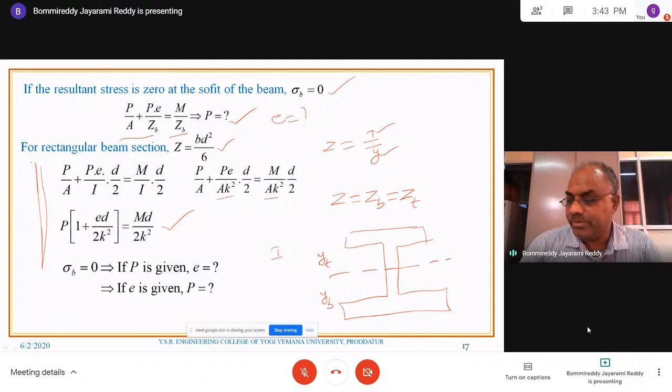But don't try to remember this equation. It's not required at all. If you don't know this one, you can find out directly the P value or E value or whatever may be the unknown value. So if the stress at the bottom is 0 and P, the magnitude of the pre-stressing force, is given, you can find out the eccentricity. If the eccentricity is fixed, how much magnitude of the pre-stressing force, that can be found from the original equation. This is the original equation. You can easily remember the equation.